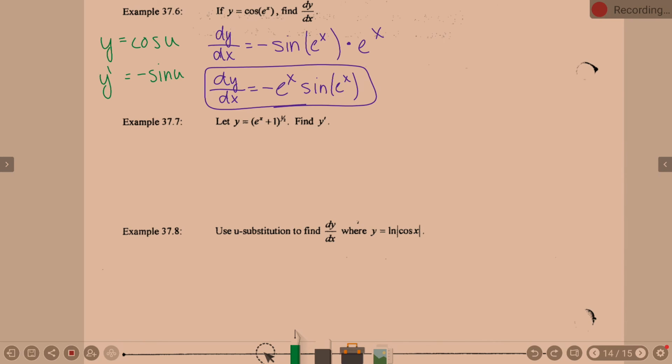Okay, example 7. y equals e to the x plus 1, raised to 1/2. What? So is it just u? Right. The overall function is something to the 1/2. So what's the derivative of something to the 1/2? 1/2 of that to the negative 1/2.